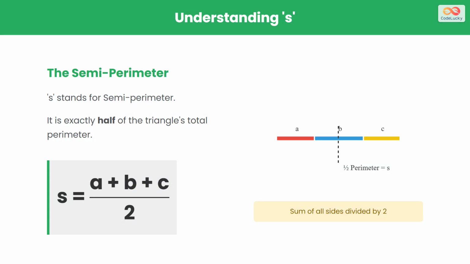The letter s stands for the semiperimeter. The perimeter is the total distance around the triangle, so the semiperimeter is simply half of that. To calculate s, you add up sides a, b, and c, and then divide the total by 2.